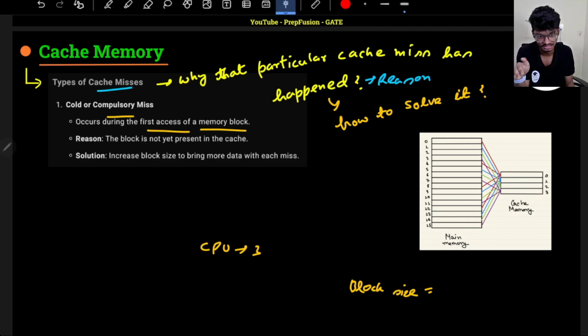So it is a cold cache miss because initially I don't have anything and it was a miss, so I have to go to the main memory and bring it. So this was a compulsory miss. I cannot avoid this kind of miss. If I increase the block size, let's increase the block size to 2 bytes.